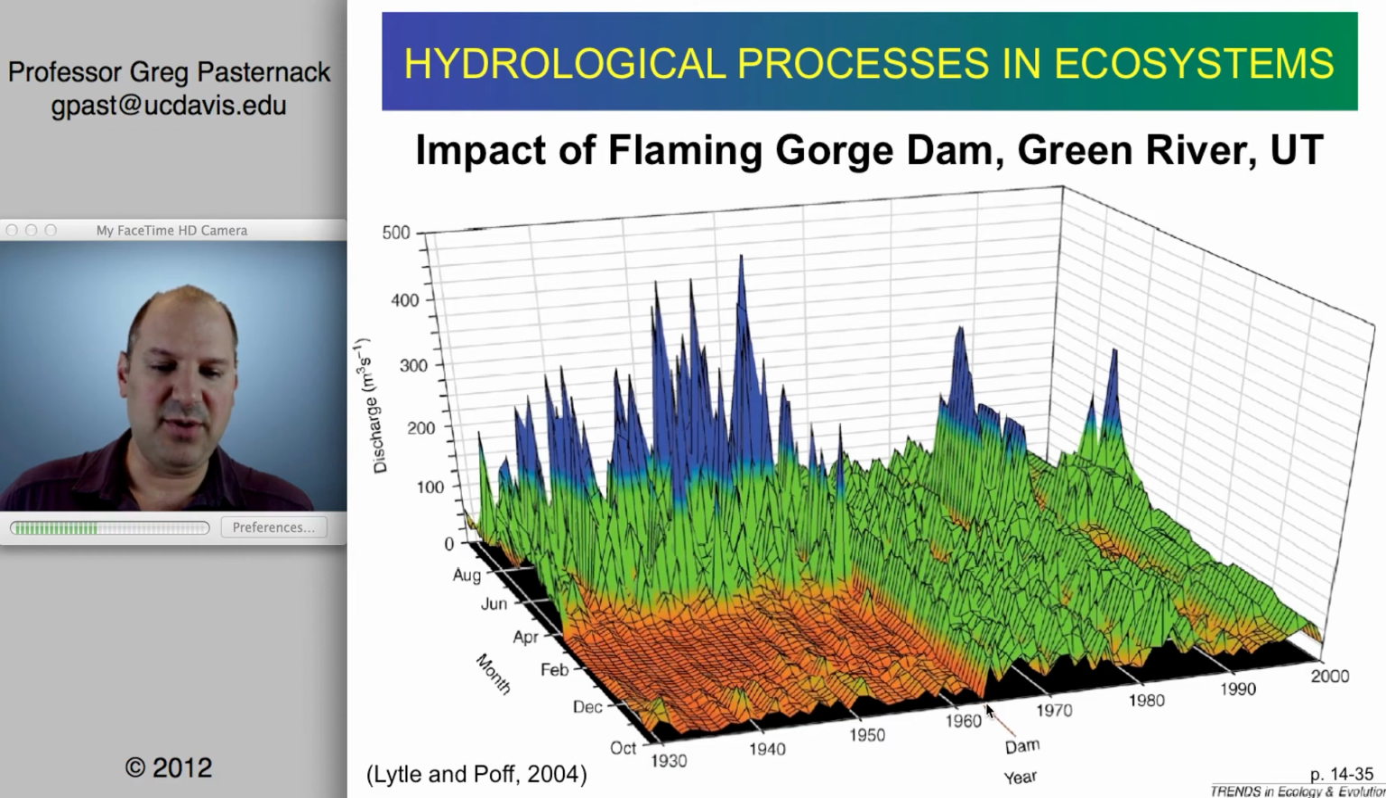However, then a dam gets built here in the 60s, and after that, the lows are not as low and the highs are not as high. So a dramatic change in the natural flow regime as a result of the damming that was done.